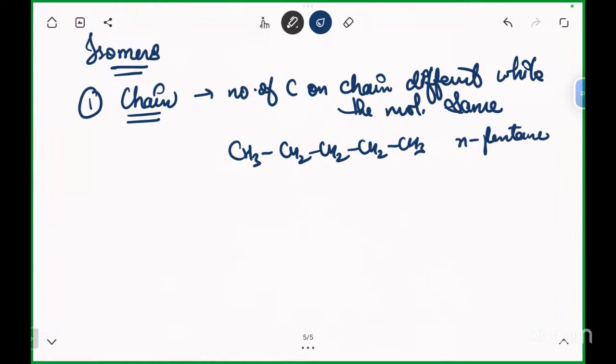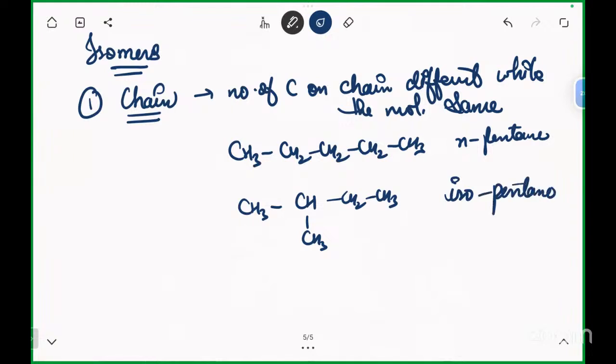Okay. If CH3, CH over here, CH3, CH2, CH3. The number of carbons is again 5, and the number of hydrogens is again the same. But one of the carbons is on the side chain, not in the main chain. So it is known as iso condition, isopentane. On the same carbon, if I put more carbons on that side, that will be CH3C.